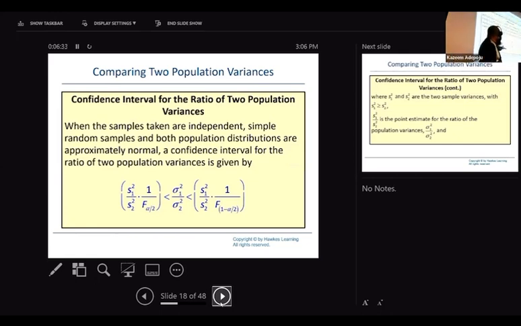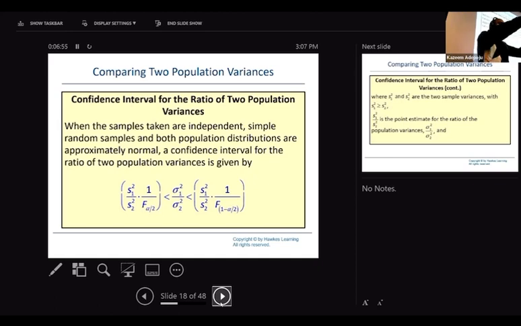If you take a look at this formula now, the difference between the lower end point and the upper end point is F. Look at that, F alpha over 2 here, and there F1 minus alpha over 2. It means when we go to the table, we're going to check for two different values for F. That is basically what we're going to do.